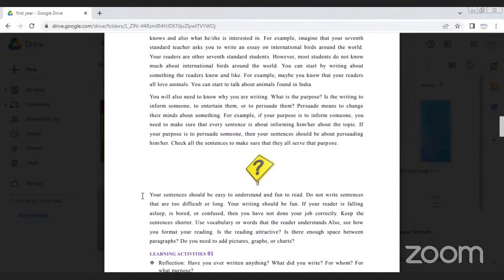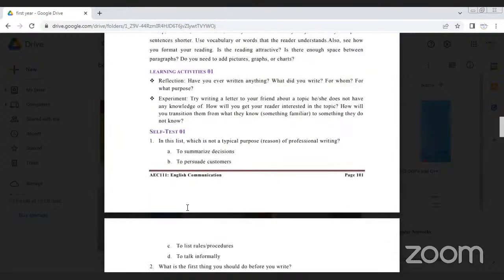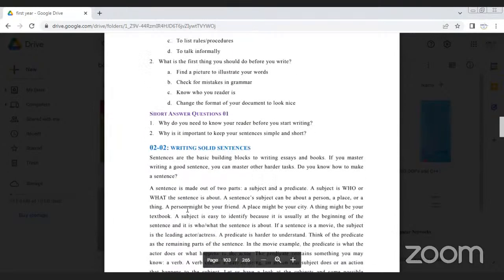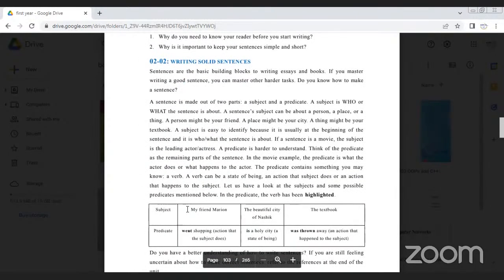Also see how you format your writing. Is the writing attractive? Is there enough space between paragraphs? Do you need to add pictures, graphs, or charts for clear understanding?